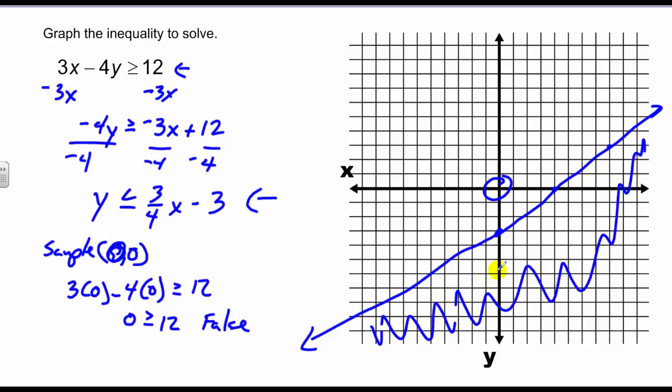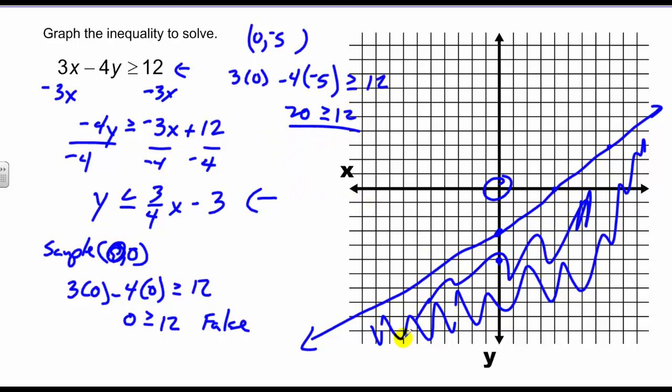And if we want proof of that, pick a point in the region that I just shaded. Let's pick this point right here, which is 0 and 1, 2, 3, 4, 5. 0, 5. So let's plug 0, 5 in to this equation. If I go 3 times 0 minus 4 times, and that was actually a -5, and see if that's greater than or equal to 12. -4 times -5 is 20. And that should be greater than or equal to 12, and it is. So my graph must be done correctly.